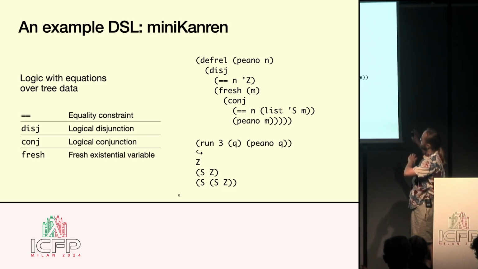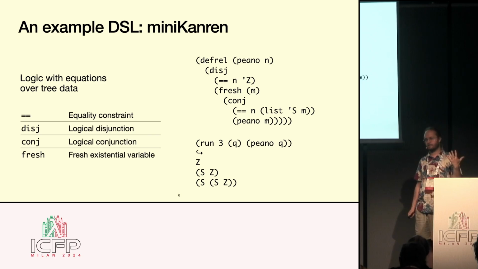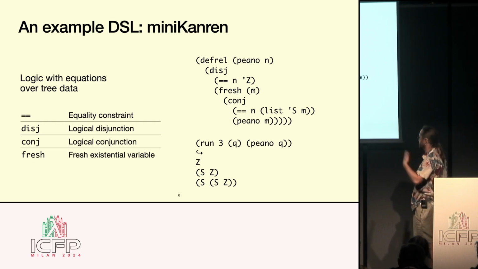On the right is an example of a relation in this language and a query of that relation. The relation is a predicate that holds when its argument is symbolic data that looks like a Peano numeral. So when we run and we query this relation, we ask for 3 values that satisfy the predicate. And so we get back 0, 1, and 2 expressed as Peano numerals.